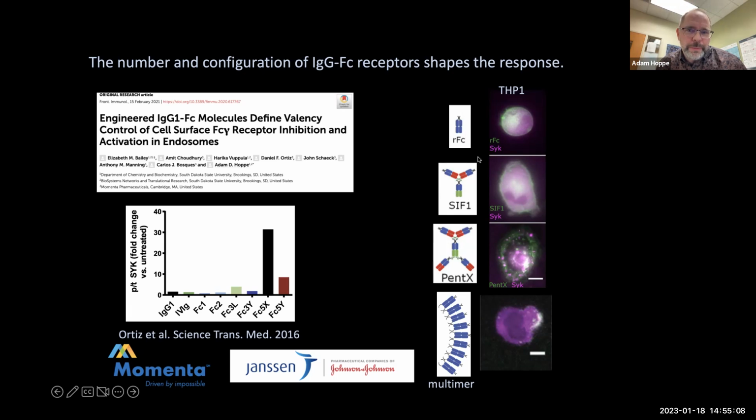These are basically antibodies that lack the Fv portion and are Fc only. So a single Fc will dock to the surface of a THP1 cell. It will not recruit Syk kinase. Trimeric CYF1, or 3X Fc, will also dock to the surface of this macrophage-like cell, but it will not recruit Syk kinase. Pent-X, or a 5 Fc engineered molecule, will dock on the surface, rapidly recruit Syk, and quickly be packaged into endosomes.